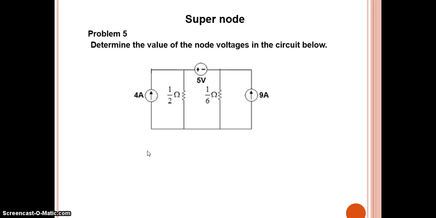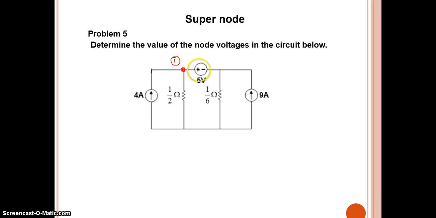The very first step is to identify the number of nodes. Look at here, how many nodes are present here? See here, this 4 ampere current source, this 1 by 2 ohm resistor and this 5 volt voltage source all are meeting at this point. So this can be considered to be a node. I am just marking this as node number 1.